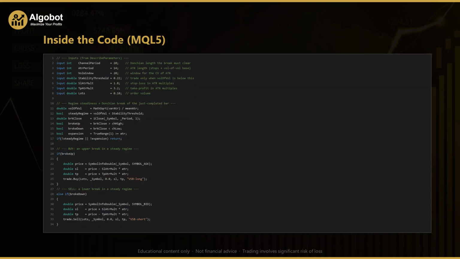It then reads the close of the just completed bar and compares it to the channel high and channel low to set broke up and broke down. The expansion flag checks that the breakout bar's true range is at least the current ATR. If the regime isn't steady or there's no expansion, the function returns and nothing happens.